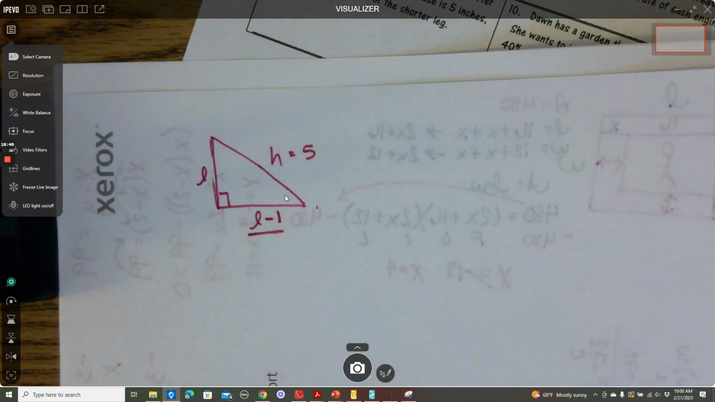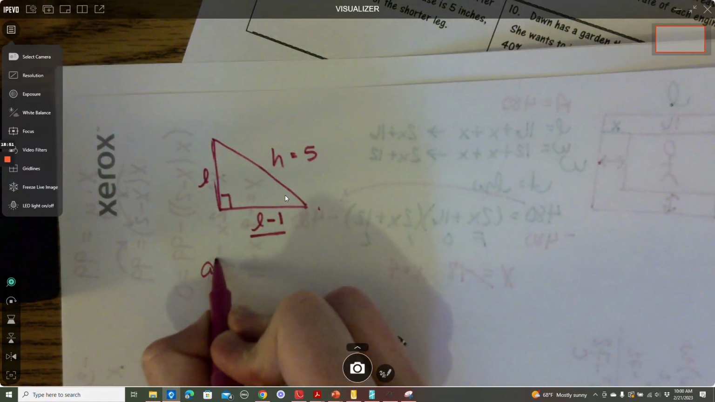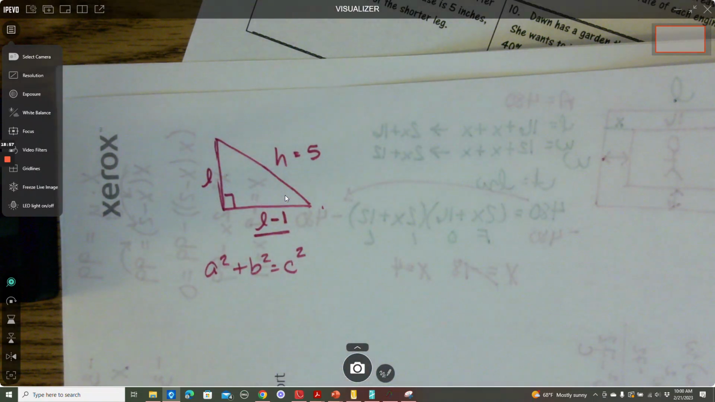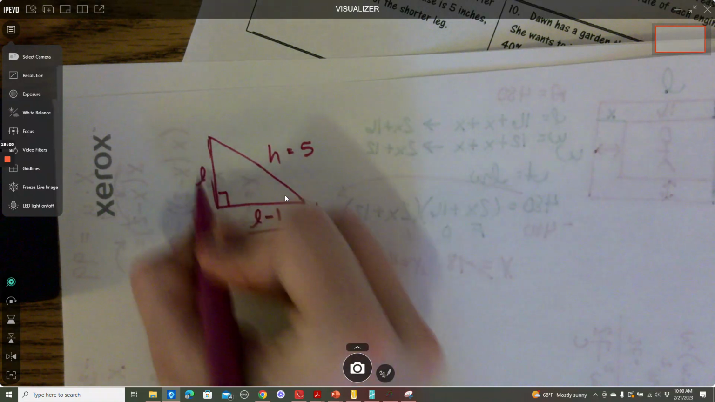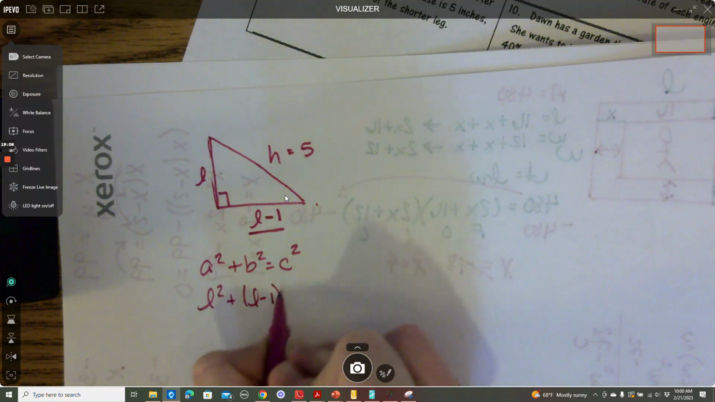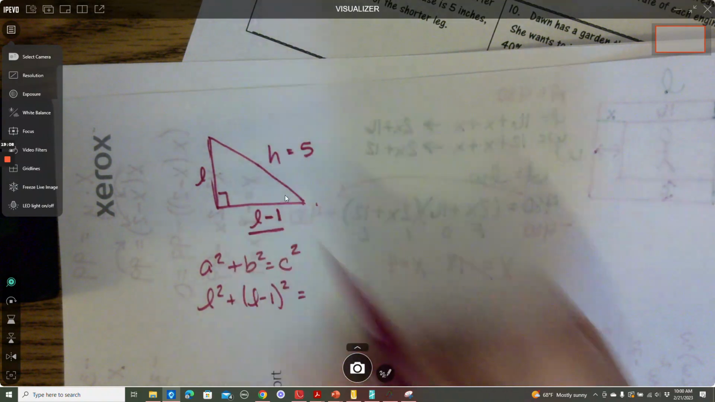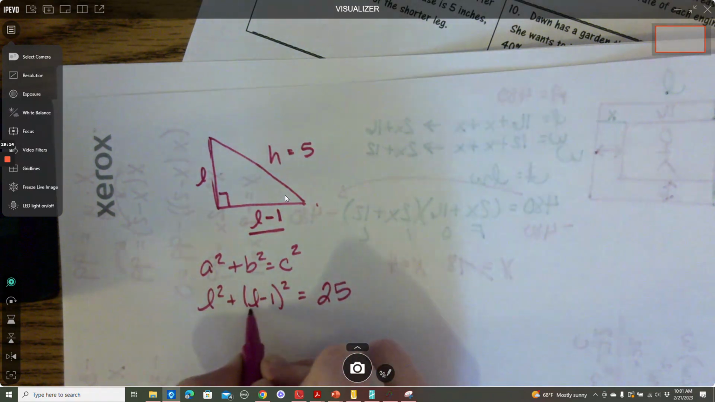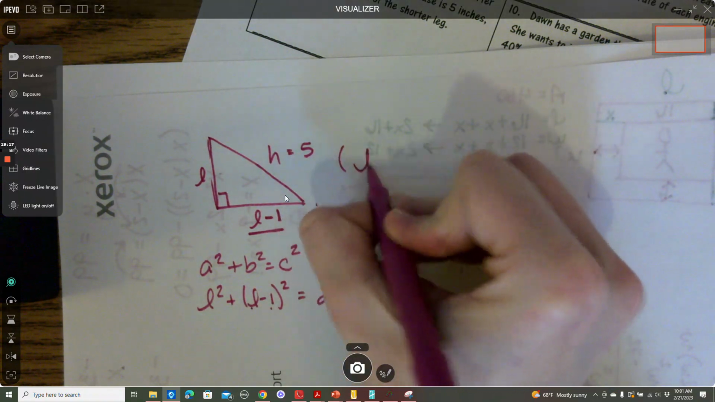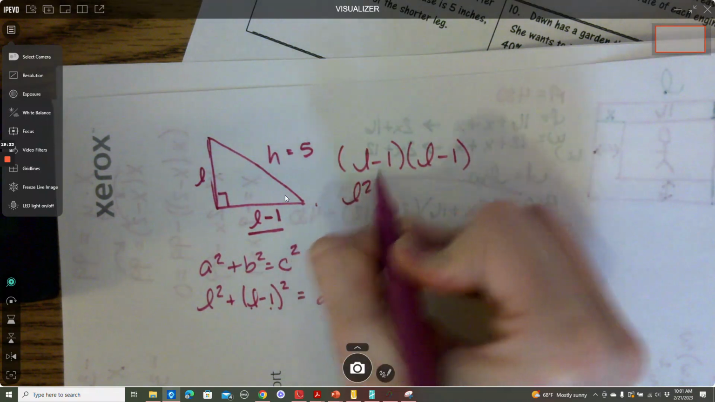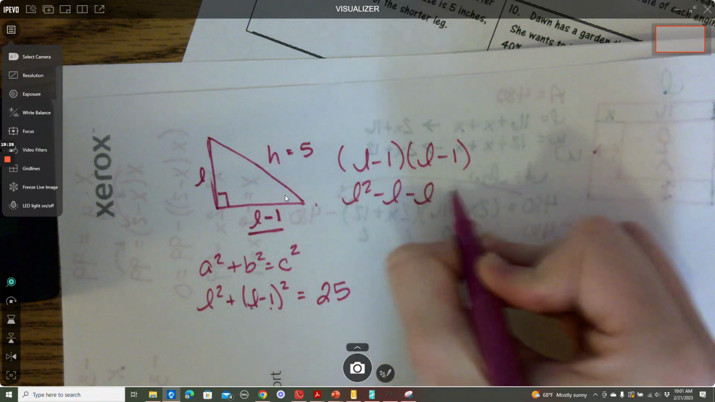That's this one. Do y'all remember the Pythagorean theorem from 8th grade from last year? A squared plus B squared equals C squared. That's what we're doing. So A, we're going to use an L instead. B is L minus 1 squared. C squared, what's 5 squared? 25. And then L minus 1 squared is L minus 1 times L minus 1. L times L is L squared. Negative L, negative L, positive 1.